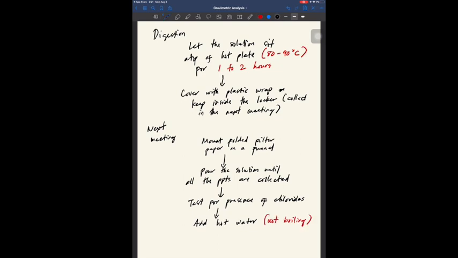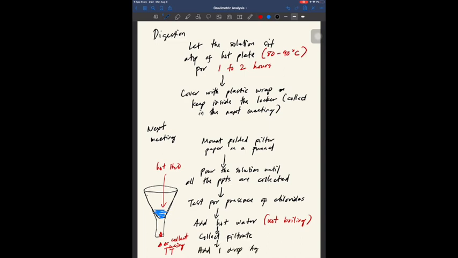Okay, so let me illustrate it to you. It looks like this. And your funnel might look like this. Your filter paper should be like this. And your precipitate should be here. So if you add hot water, some hot water would flow down here, and collect this hot water using a test tube. Collect filtrate and add 1 drop of silver nitrate. So if the filtrate turns cloudy after addition of silver nitrate, meaning you have to redo this procedure.